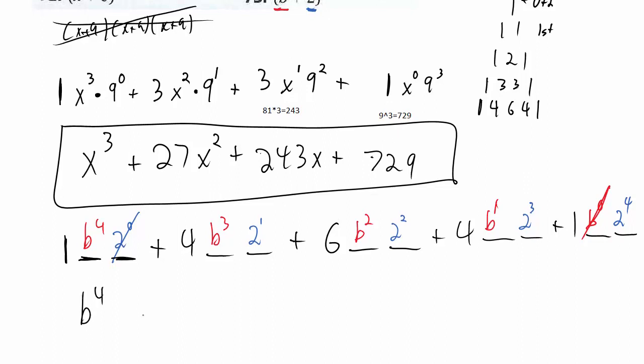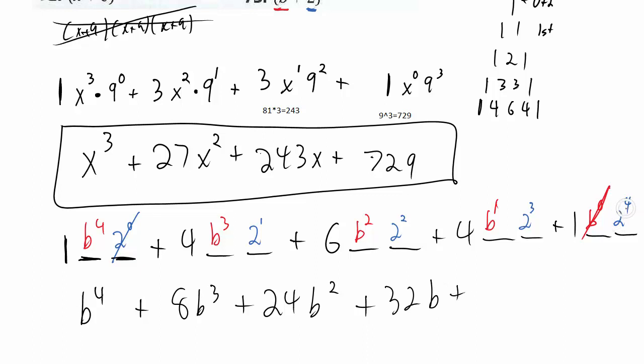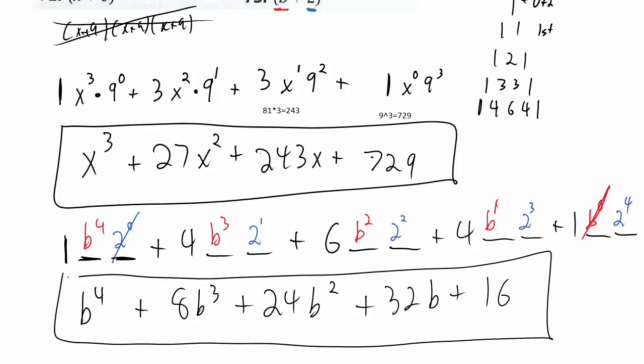So this is just b to the fourth plus 4 times 2 is 8, so that's 8b cubed. 2 squared is 4, times 6 is 24, so 24b squared. 2 to the third is 8, 8 times 4, 32. B to the first, again, I'm not writing the first this time, plus, and then 2 to the fourth is 16, 16 times 1, and then that's times another 1, because b to the 0 is 1. So you get just 16, so number 73. When you expand it, you get this binomial.